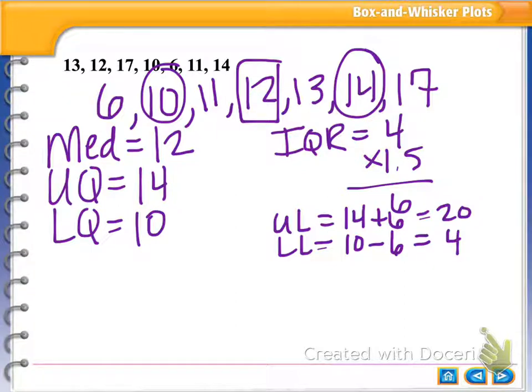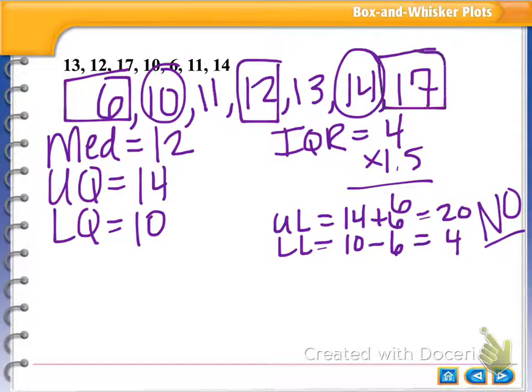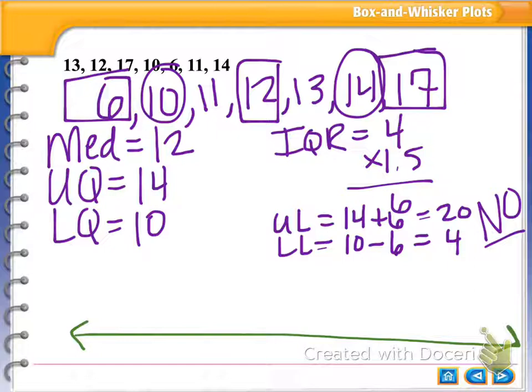Do I have anything in my data set greater than 20? No. Do I have anything in my data set less than 4? No. So no outliers. Okay, my min value, or my lowest value, would be 6. My highest or greatest value would be 17. So this number line needs to go all the way from 6 to 17. All right, so draw your number line.